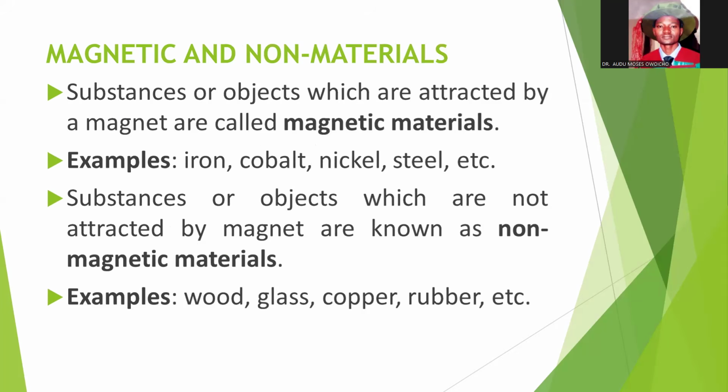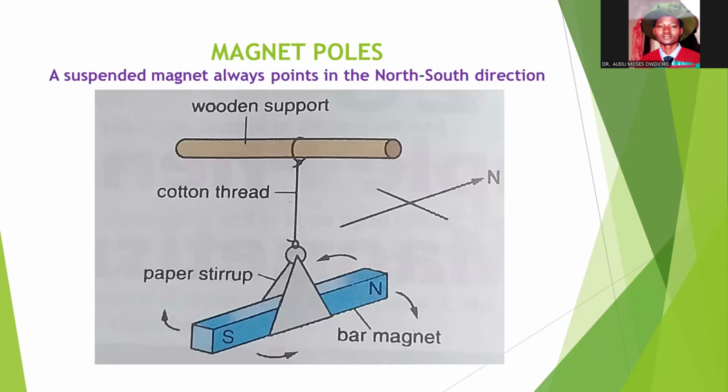It's not every material that can be attracted by a magnet. Those that are attracted by a magnet, we call them magnetic materials, while those that are not attracted, we call them non-magnetic materials. Examples of magnetic materials are iron, cobalt, nickel, steel, etc. Examples of non-magnetic materials are wood, glass, copper, rubber, and many others.